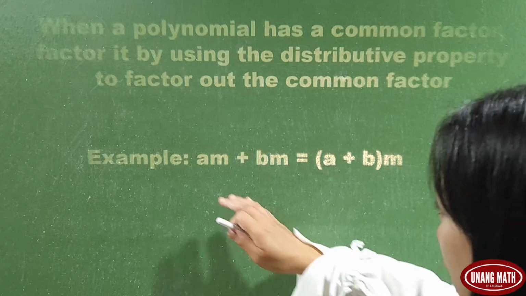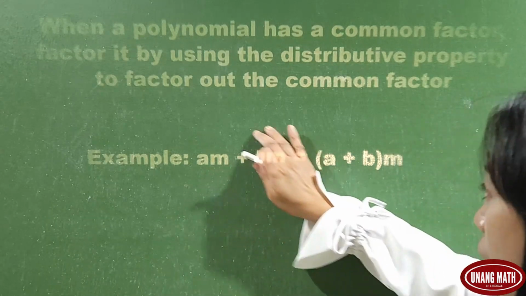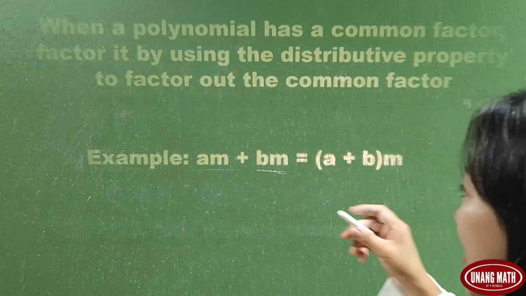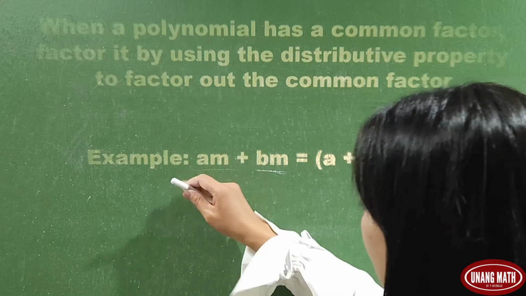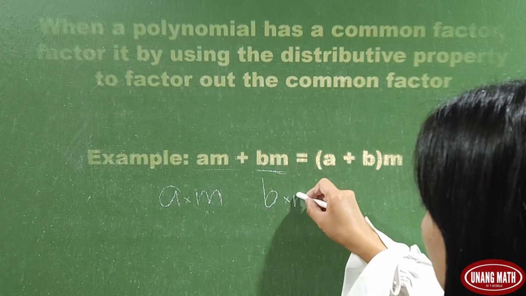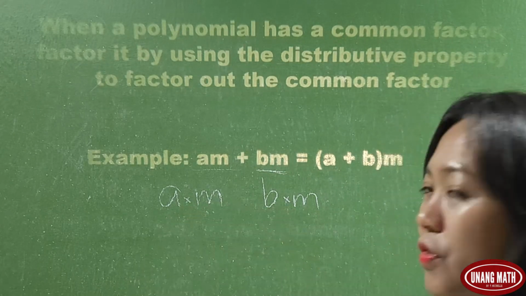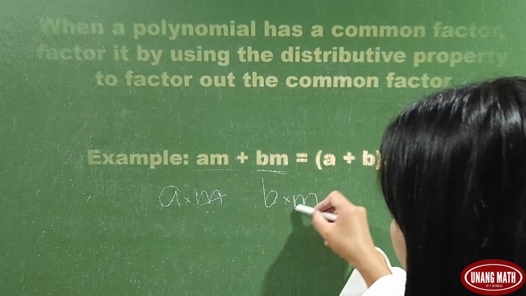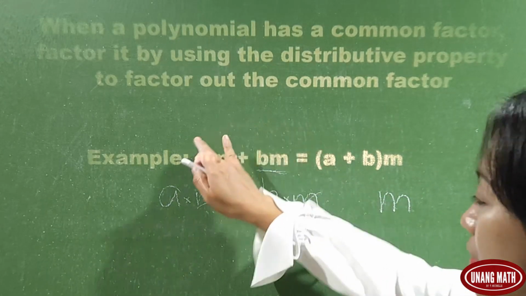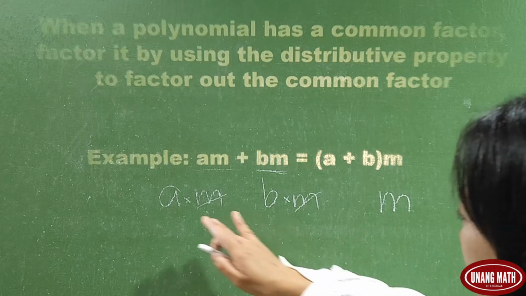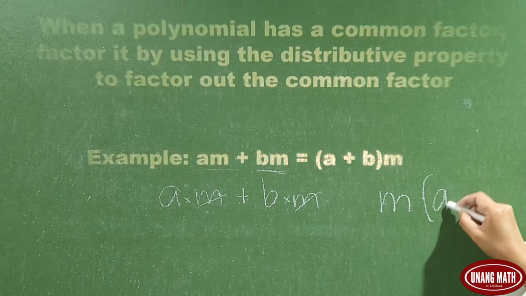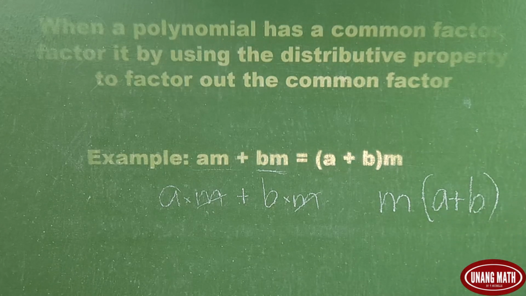Let's give an example. AM plus BM is our polynomial. This is our first term and this is our second term. We know that AM means A times M. BM is B times M. In these two terms, the common factor is M. So it means M is a factor of this polynomial. And what's left here is A, and this is plus, so we have A plus B. A plus B is another group, or another factor.